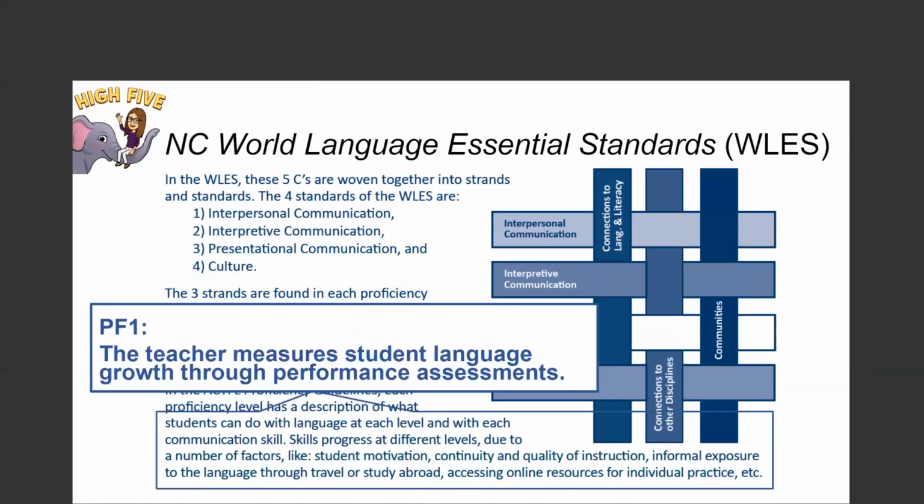And finally, the PF1, where teachers measure student language growth through performance assessment, is also covered in our administrator guides because we look at how skills progress at different levels and we think about all the factors that impact that, like student motivation, continuity and quality of instruction, informal exposure to the language through travel or study abroad or working online or doing international exchanges and projects, or even accessing online resources for individual practice.